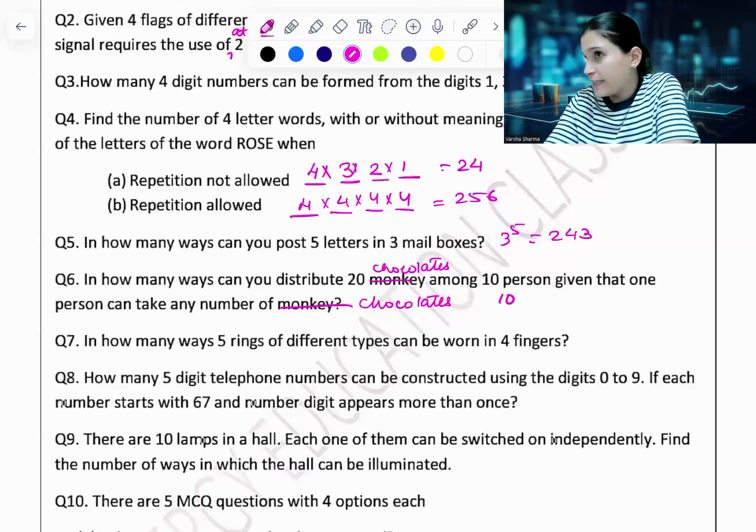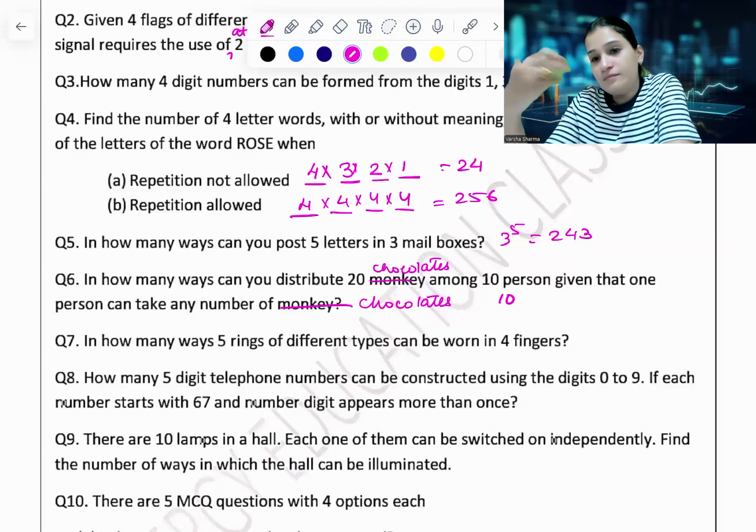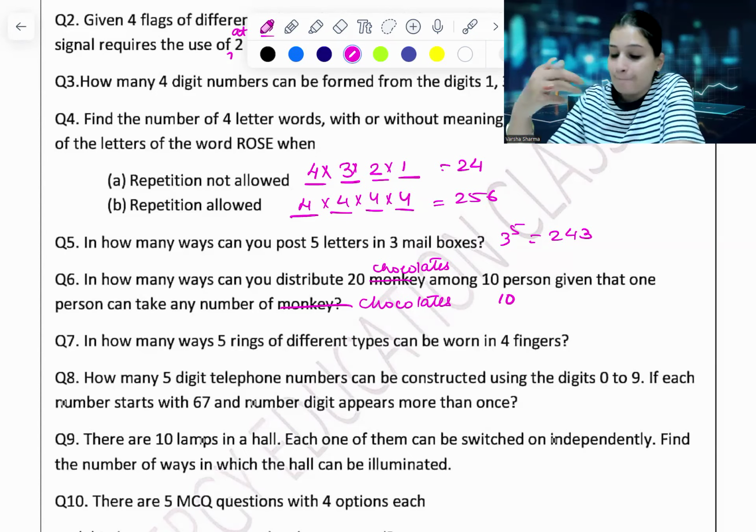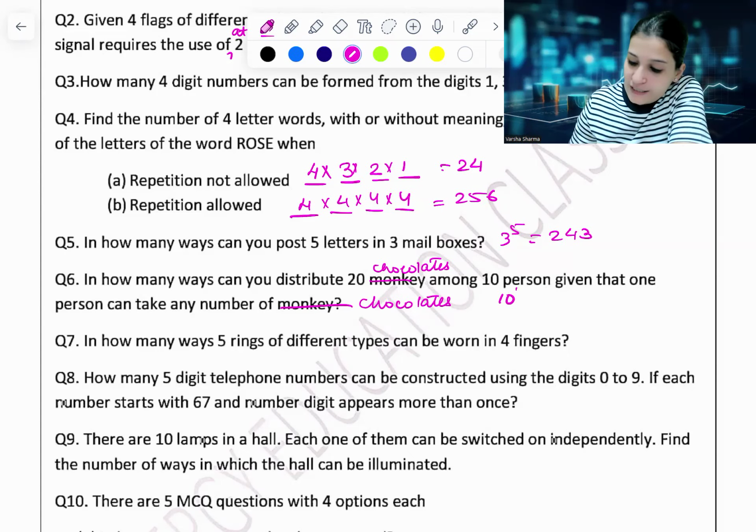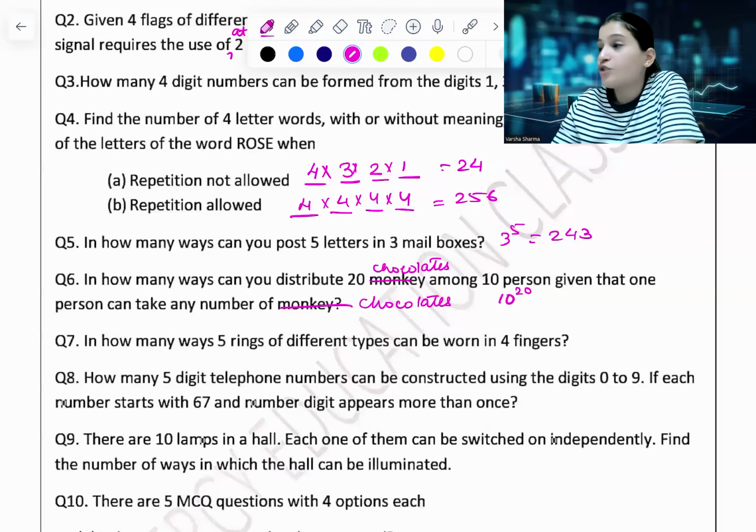So first chocolate, there are 10 people. Second chocolate, 10 people. Third chocolate, 10. So all the 20 chocolates, each will have 10 options. So the total answer would be 10 raised to the power 20. All the chocolates have to be distributed, so multiply.